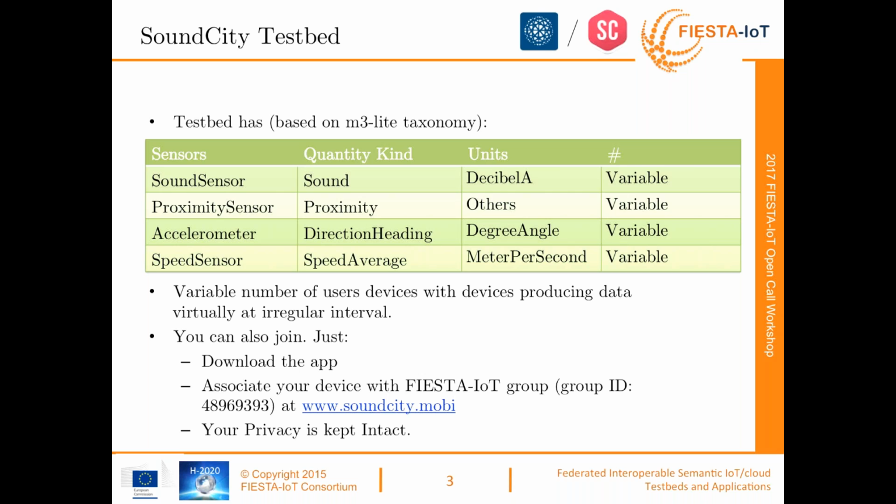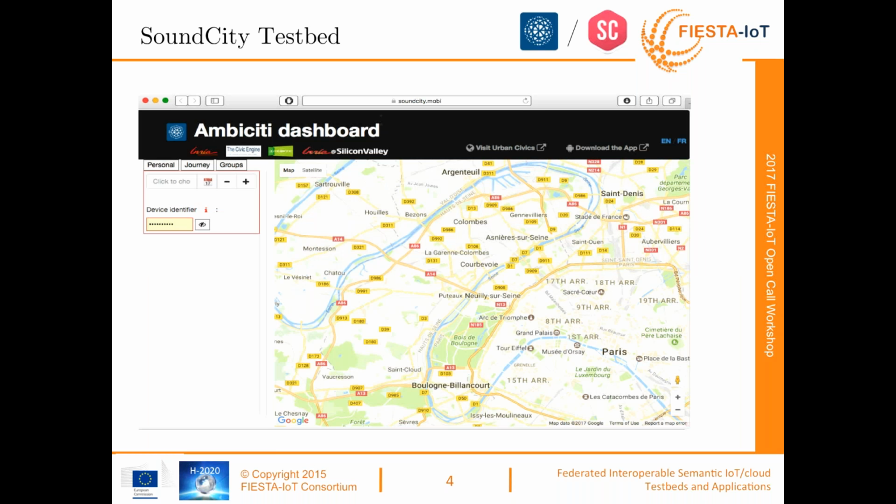So yeah, anybody can join. You just install the app and associate yourself to Fiesta. You log in to soundcity.mobi and identify your device ID and associate it to the Fiesta group ID, which is here as 48969393. So this is how the Ambicity dashboard looks.